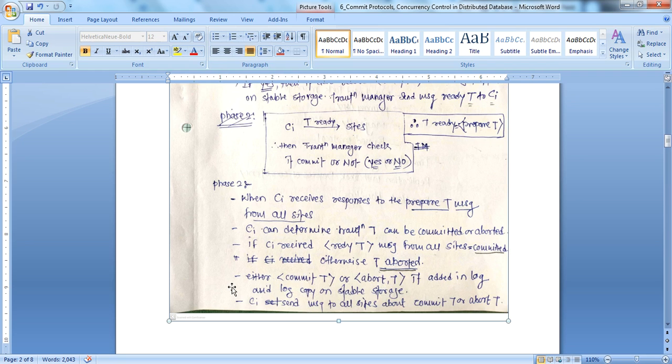Then CI, whatever the message is, committed or aborted, copies that message into a log, and copies that log into stable storage. Then CI sends a message to all sites about the commit T or the abort T. Then CI again replies to all sites that T is committed or aborted.